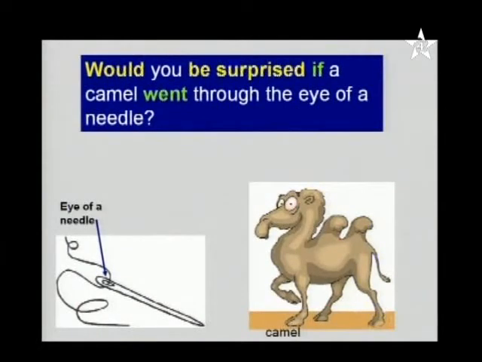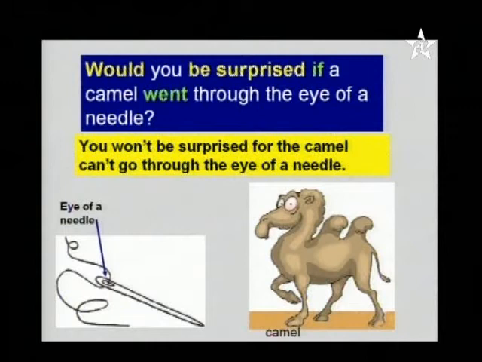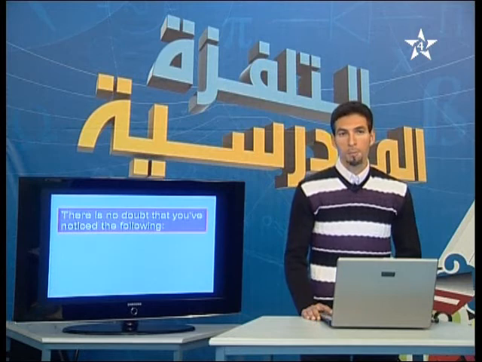One more example. Would you be surprised if a camel went through the eye of a needle? No. You wouldn't be surprised because the camel can't go through the eye of a needle. There is no doubt that you have noticed the following.